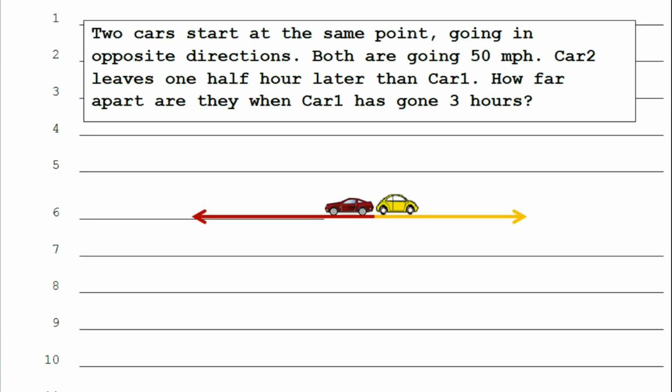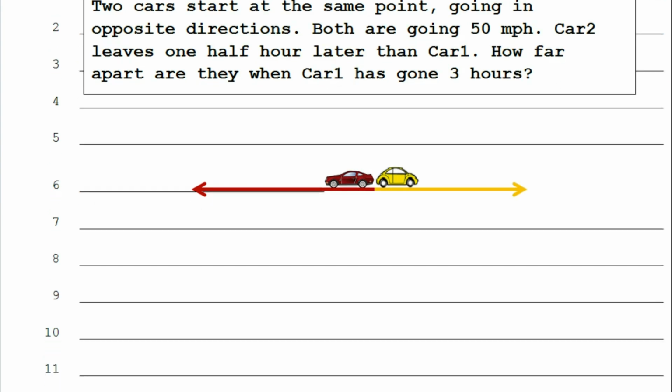And this problem says two cars start at the same point, going in opposite directions. Both are going 50 miles per hour. Car 2 leaves 1/2 hour later than car 1. How far apart are they when car 1 has gone 3 hours? How far apart are they? That'll be D.